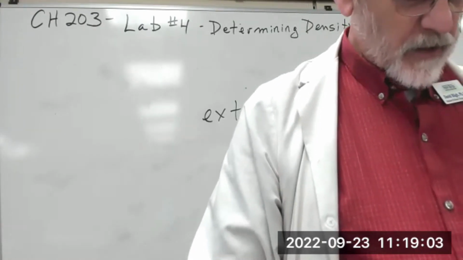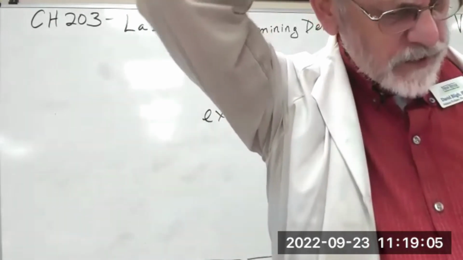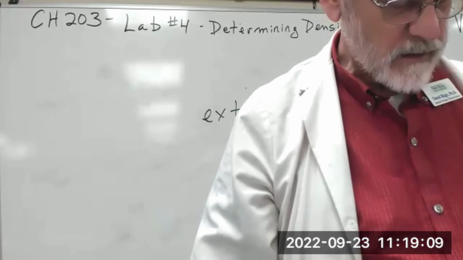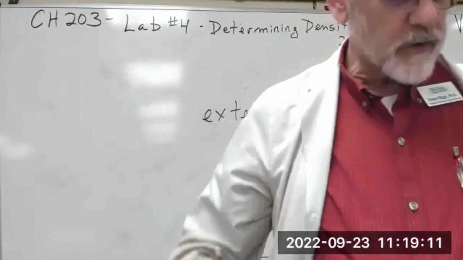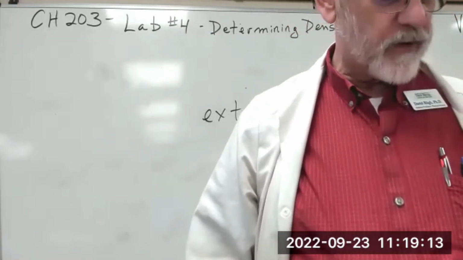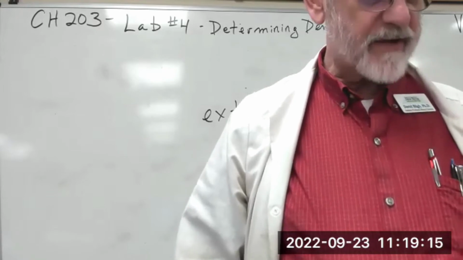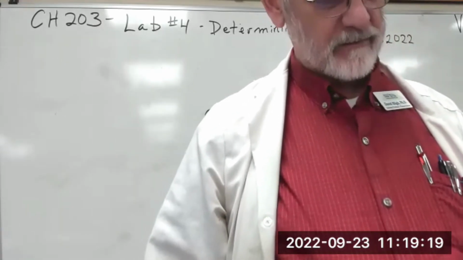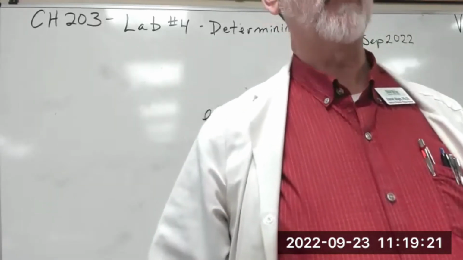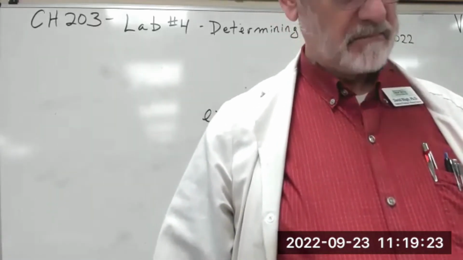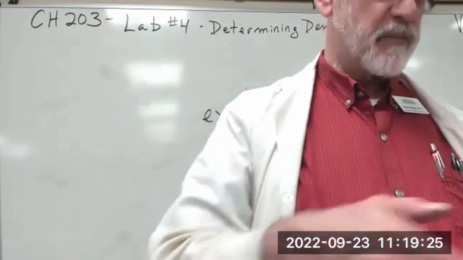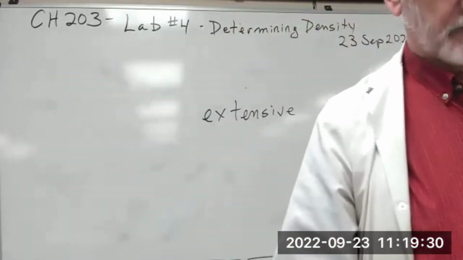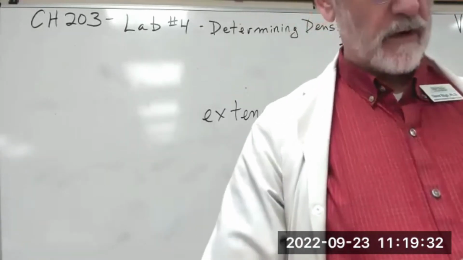Okay, so the third one, they want you to determine the density of an unidentified liquid. The student found that it was 7.3 milliliters and had a mass of 6.52 grams. So what's its density? Just use the formula, right? Determine the density and then compare it to the chart and then identify the liquid. Okay, that's not too difficult.